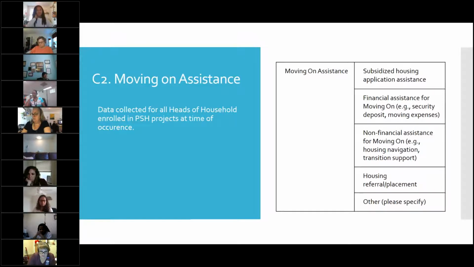This element is a new element to be collected to show the type of moving on assistance that has been provided to the clients graduating from PSH programs. These types of moving on assistance are subsidized housing application assistance, financial assistance for moving on, such as security deposit, moving expenses, non-financial assistance for moving on, such as housing navigation or transition support, housing referral and placement, and other, in which you will specify.